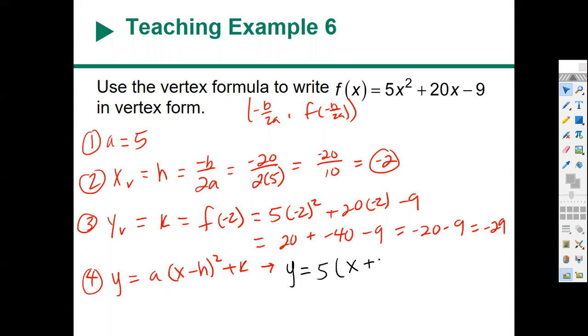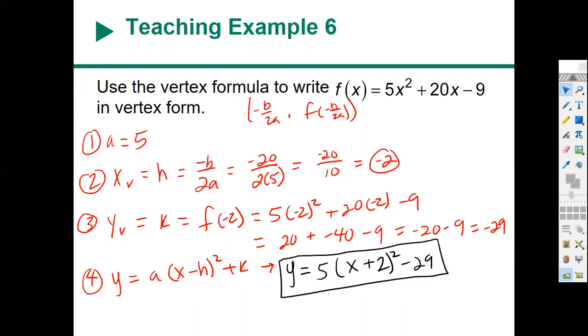And a negative times a negative is a positive. And then what is my k? Minus 29. And that's how you do it in vertex form. It only became a positive because my h was a negative. And so when I plug this into the formula, I have a negative times a negative makes a positive.